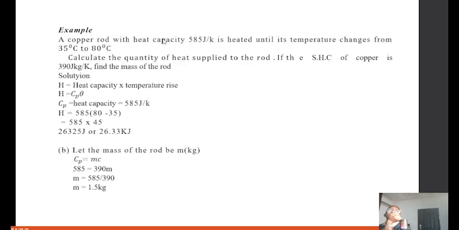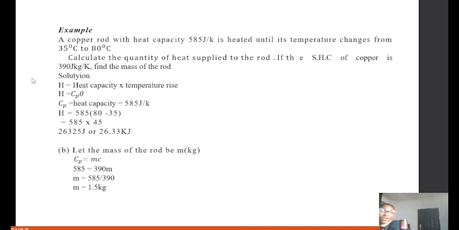A copper rod with heat capacity of 585 joules per Kelvin. So this is the heat capacity, the amount of heat that body can take. 585 joules per Kelvin. So that's heat capacity. It's heated until its temperature changes from 35 degrees Celsius to 80 degrees Celsius. Calculate the quantity of heat supplied to the rod if the specific heat capacity of copper is 390 joules per kg per Kelvin. Then find the mass of the rod.